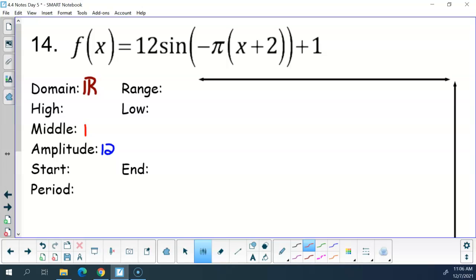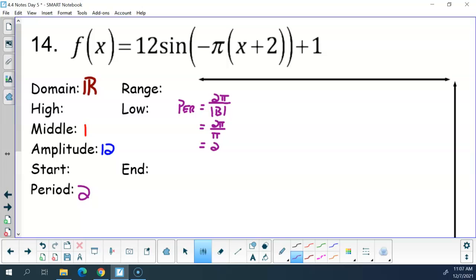Period is pi. Do we agree with the period being pi? Not many people agree with you on that. Period is 2. Do you agree with the period being 2? What's our formula for period? 2 pi divided by the absolute value of b. So that's going to be 2 pi divided by pi, which is 2. So my period is 2.